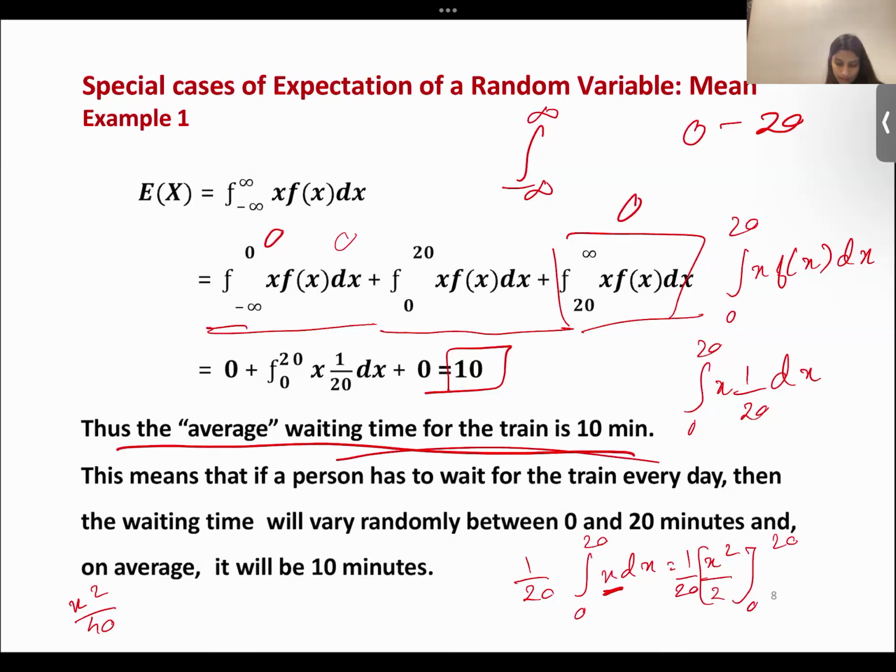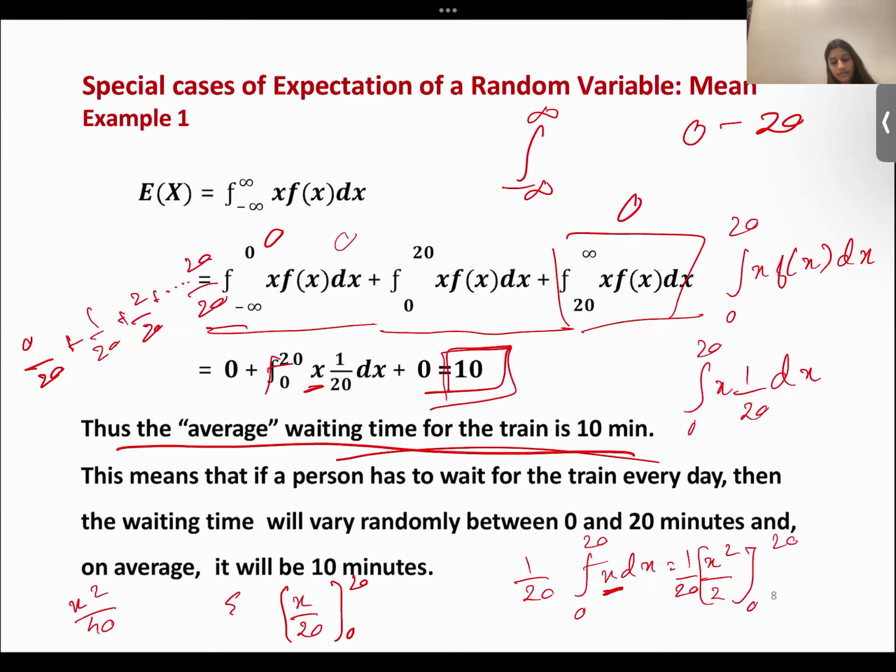I'm sorry, you don't take the integral here. It's just the summation of x into the probability function. That's what your expectation is. So you have x by 20, from 0 to 20. You just add 0 by 20 plus 1 by 20 plus 2 by 20 and so on until 20 by 20. If you solve for this, you get a value of 10. So the expectation of x here is 10.